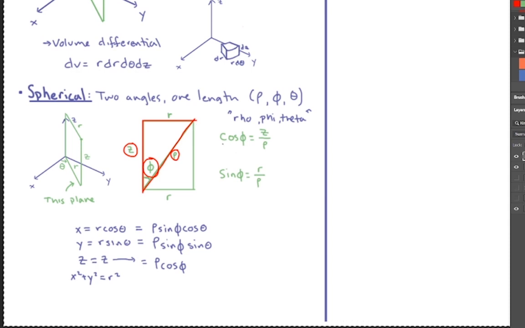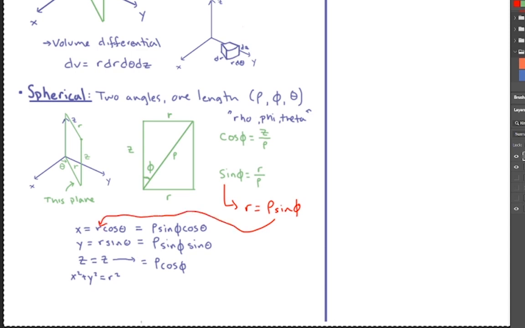So that means that the cosine of phi is z over rho. And you can go through a little talk if you want about sine as well. Then if I solve this for r, I would get r equals rho sine phi. And you can just take those and plug them in right here for r, and that will give you the change of coordinates to spherical.